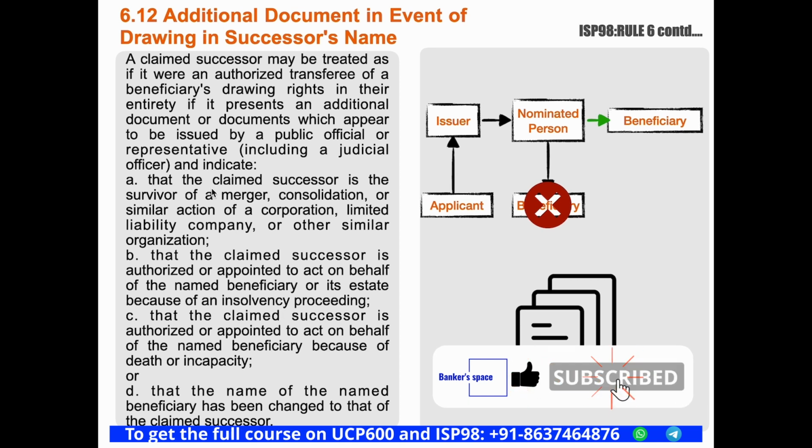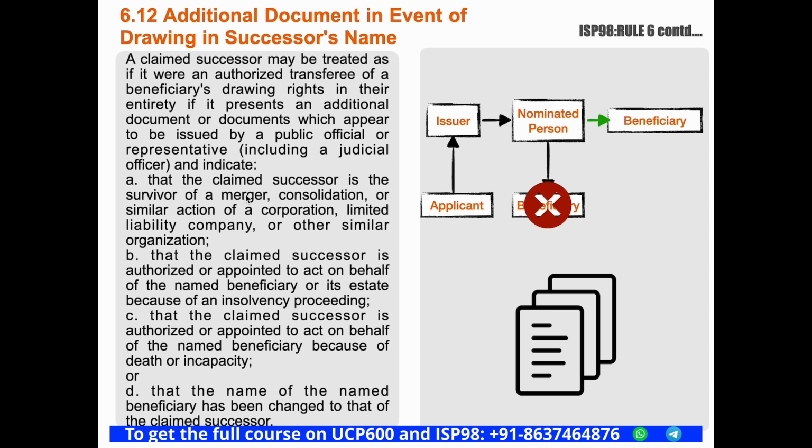First one is that the claimed successor is the survivor of a merger, consolidation, or similar action of a corporation, limited liability company, or other similar organization. This means if a company is merged or consolidated, then a relevant proof has to be submitted. It might be a certificate from the register of companies, right? Next one is that the claimed successor is authorized or appointed to act on behalf of the named beneficiary or its estate because of insolvency proceedings, which means in case of an insolvency, a person or a company may be appointed by a court of law mostly as a successor. In that case as well, a relevant proof has to be submitted, right?